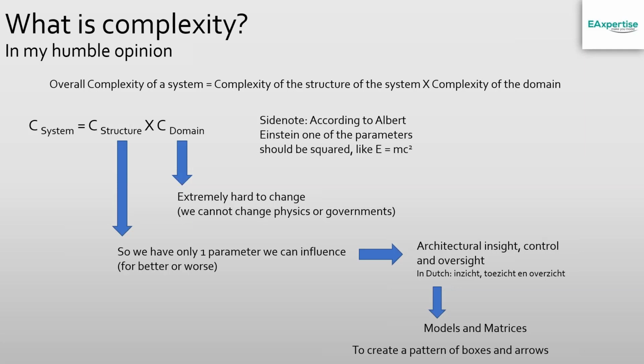So what we have to achieve is that we can get insight, control and oversight in the architecture. The way we do that is with models, like doing what we do in Sparx EA, and with matrices. And in my opinion, an architecture is just a pattern of boxes and arrows. So what we do as an architect is drawing boxes and arrows in certain patterns, some patterns better than the other.